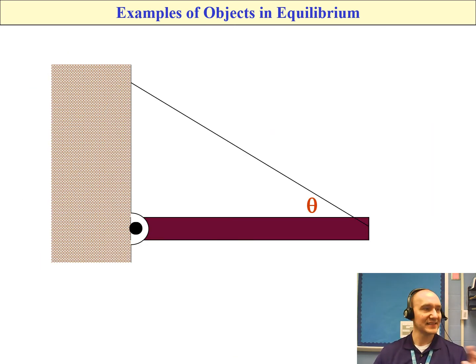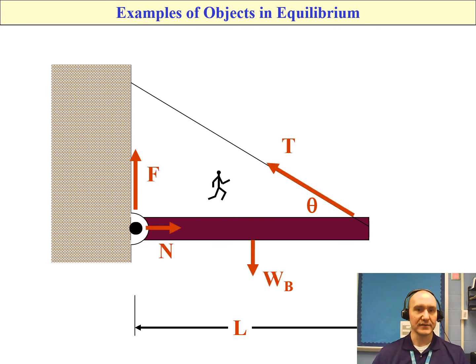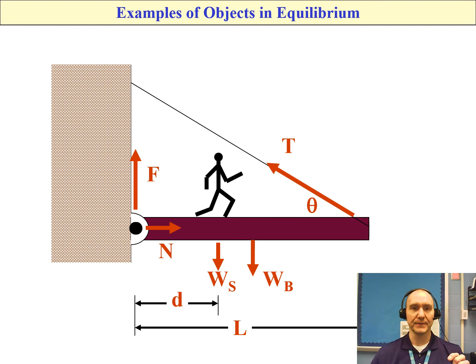All right, so let's take the same scenario, except we're going to add a little bit of complexity to it. The sign is gone, and instead of having a sign there, we're going to have a student running out onto this board. So the question is, how far can that student go before the rope breaks? What's the distance d before that cable breaks?